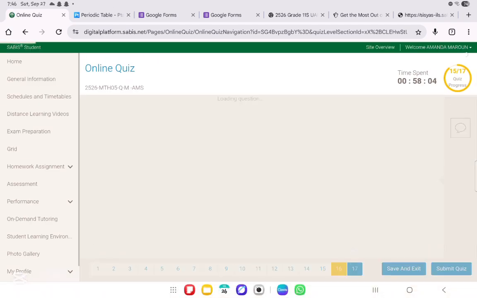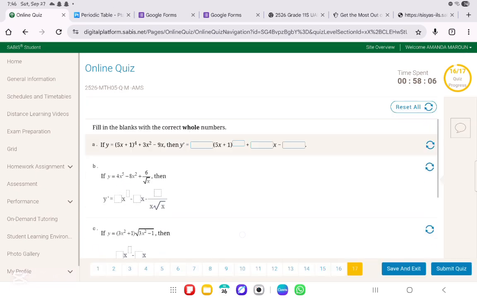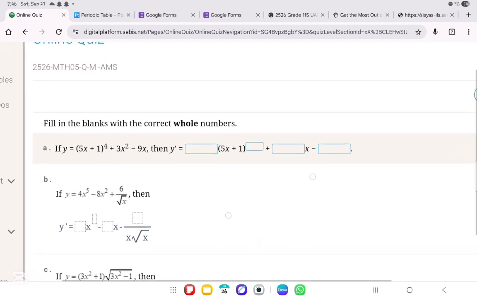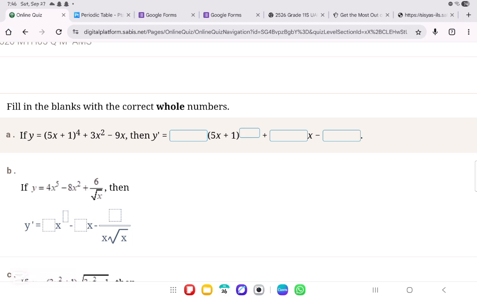Now we move on to question number 17, the last question. Okay, this is not too long. It's also in the quiz of last AMS. Okay, so here what do we have? We have addition. So whenever we have addition, we will need to do each derivative by itself. So let's start with the first one.